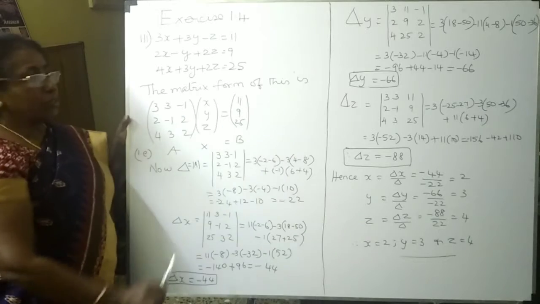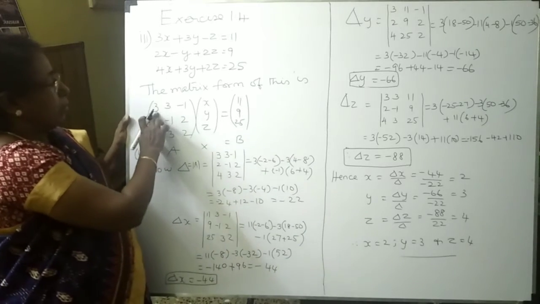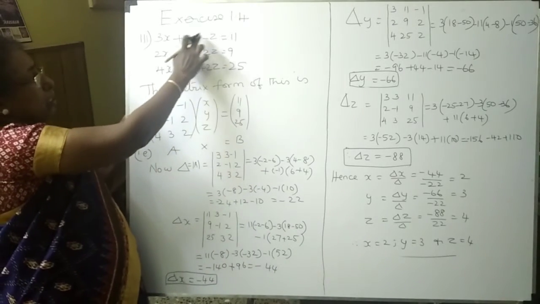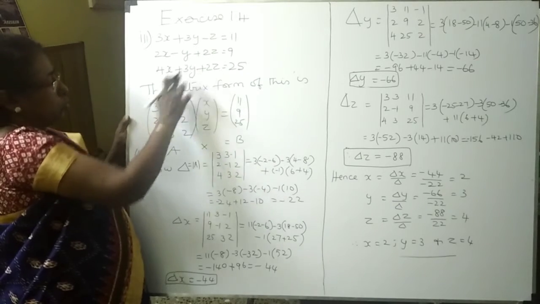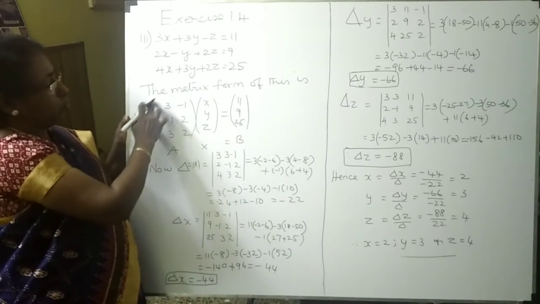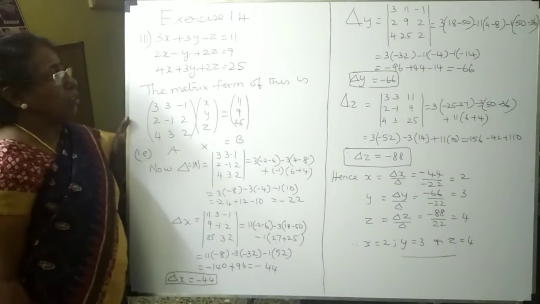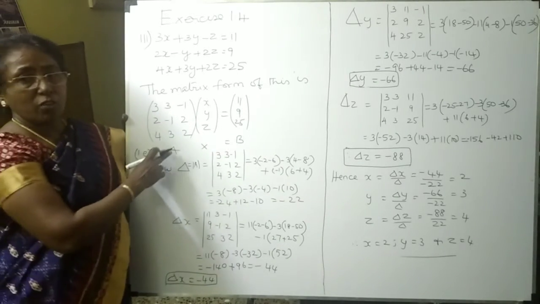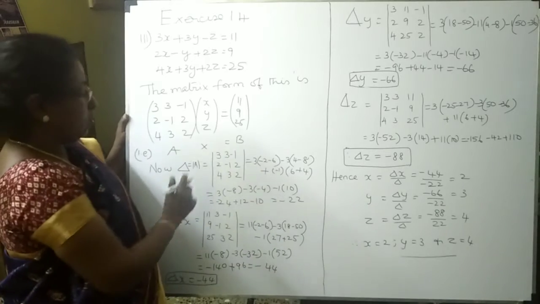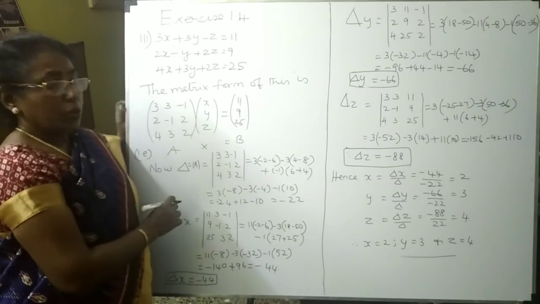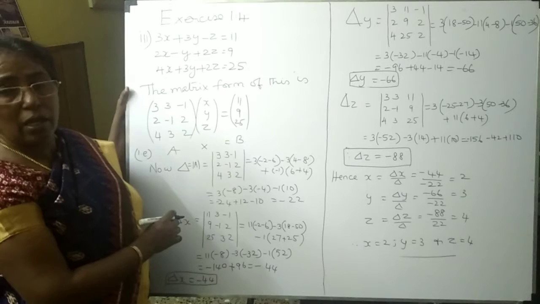The matrix form of this equation is, you write it in the form 3, 3, minus 1, 2, minus 1, 2, 4, 3, 2, the coefficients of x, y, z, into x, y, z is equal to 11, 9, 25. Now this is of the form Ax is equal to B. So we are asked to solve using Cramer's rule.